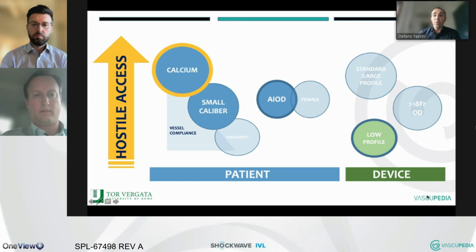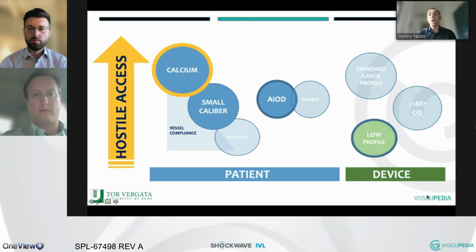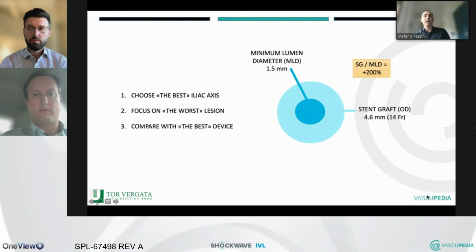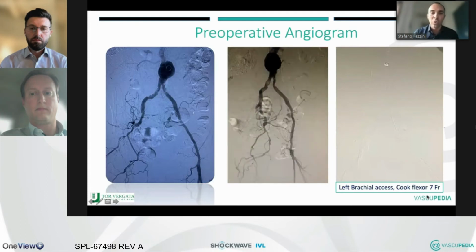In this case, we had the opportunity for the abdominal aorta to choose an ultra-low profile, 14 French device, but we have very severe calcium, small caliber, and aortic occlusive disease. In the case of females, we also have a much smaller caliber. In this case, we have a 4.6 millimeter outer diameter stent graft that was 3 times the minimum lumen diameter. So we chose the left axis, which was the best one because it was the patent one. The worst lesions were on the common iliacs and also the CTO of the external, and of course the best device was the ultra low profile.